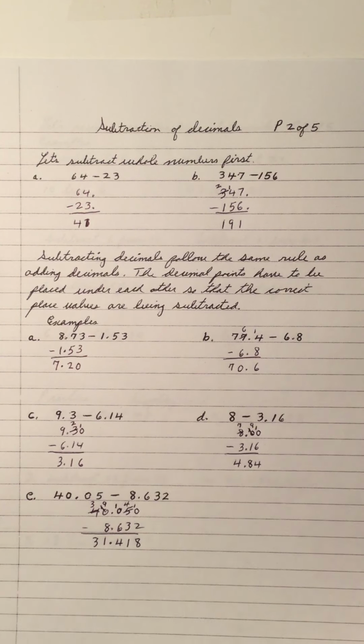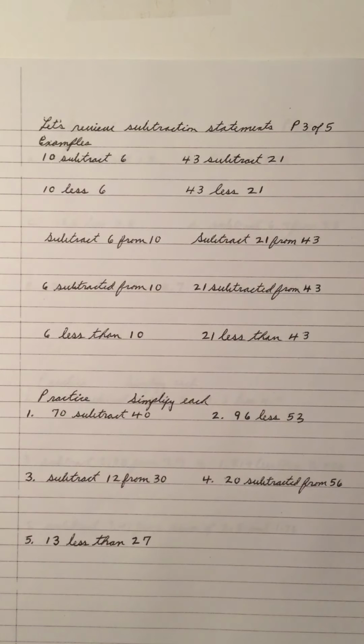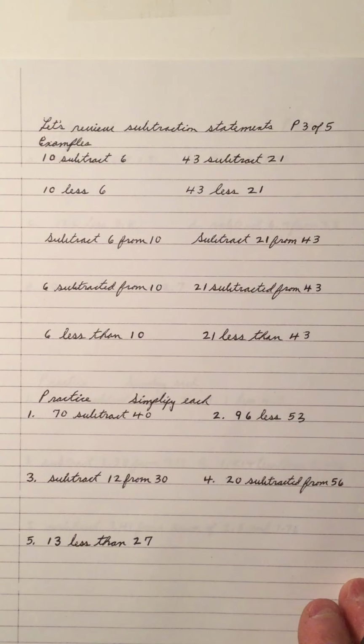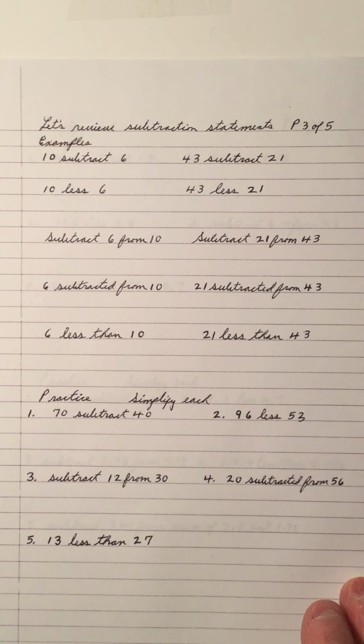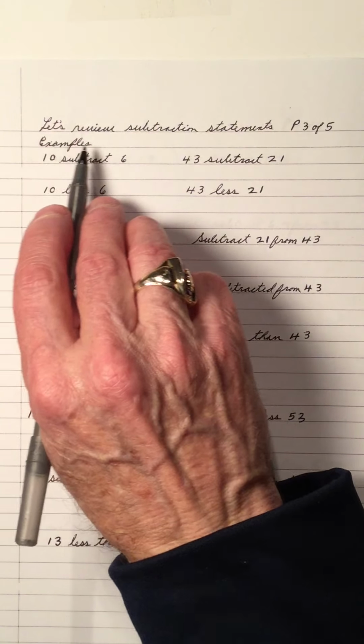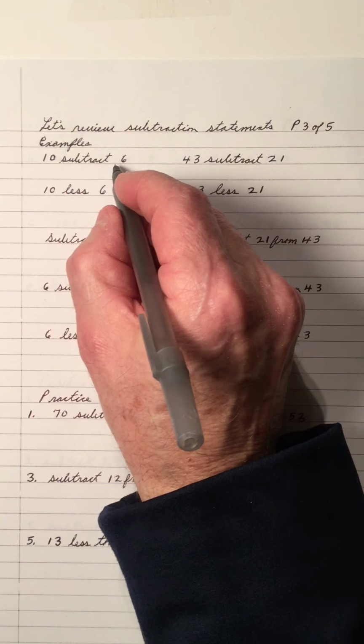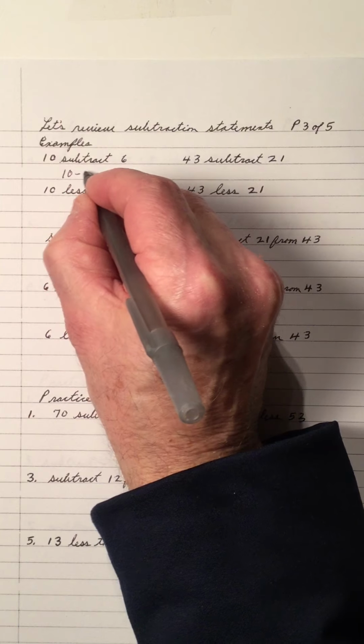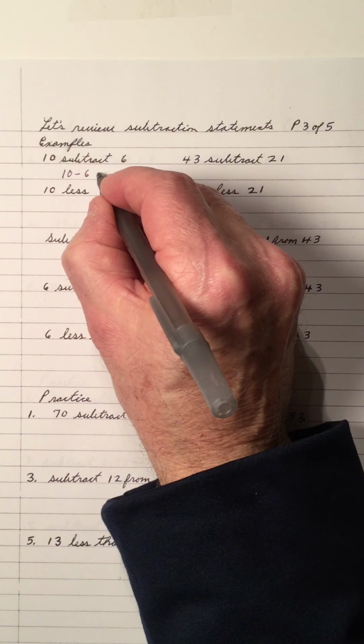You line them up and make sure your decimals are in the right spots. Let's review the subtraction idea. You'll see this later on in math too, so let's have a look at it. What about if we look at the statement 10 subtract 6? So that's 10 subtract 6. That's a 4.